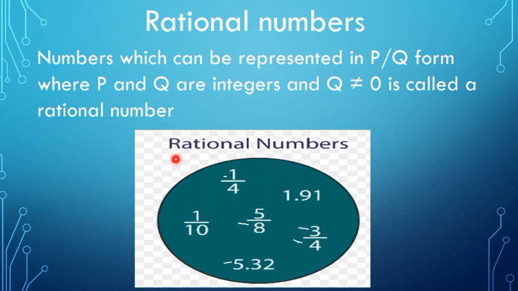Now what about 0? 0 by any integer is a rational number. 0 by minus 1, 0 by minus 100, 0 by 10, 0 by 36. 0 by any number you get is 0. So it is a rational number. But 0 by 0 is indeterminate, and q cannot be 0, as I have told you.